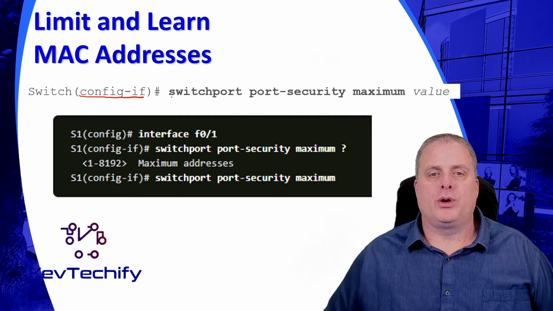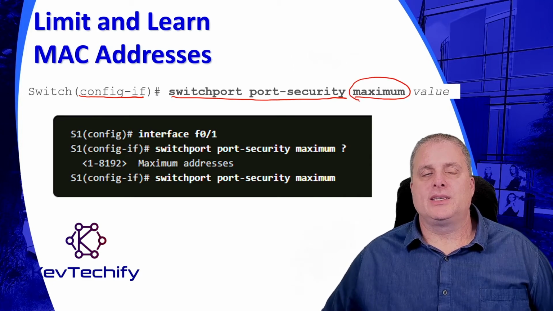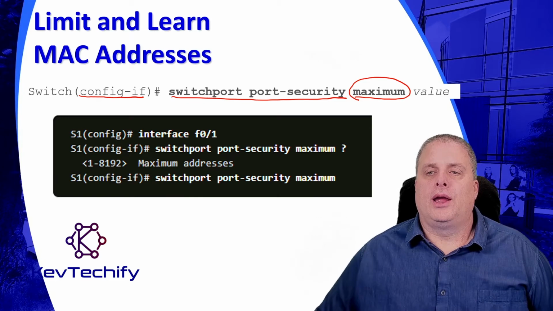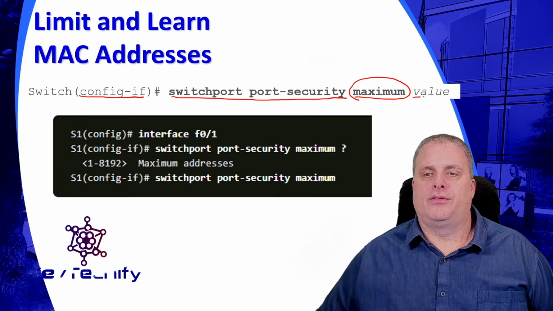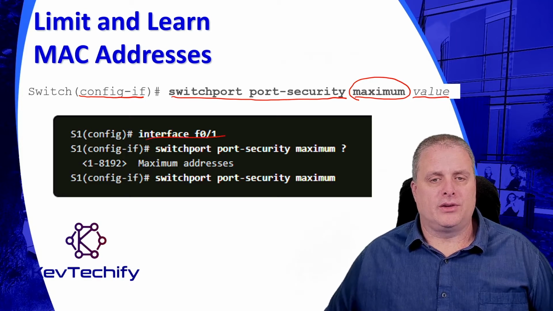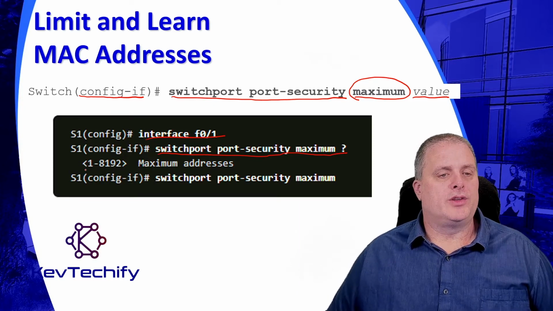Then it's switchport port-security it starts off with, and then maximum. Maximum is the word we're putting right in here. And that's the maximum number of MAC addresses that'll be allowed on that port. And then you specify the number or the value right here. In our example down here, we go into interface FastEthernet 0/1. We put in switchport port-security maximum, put a question mark. Here it gives you a range.